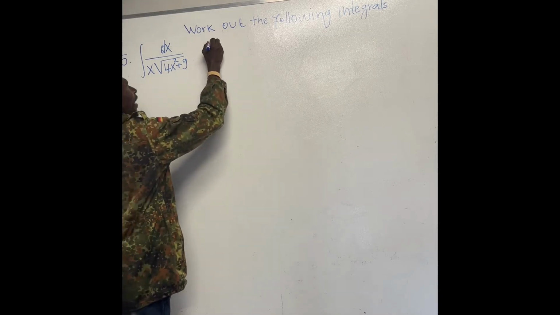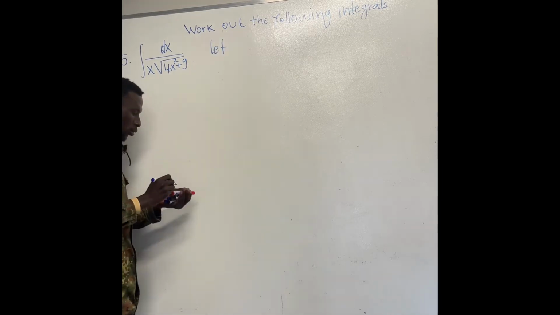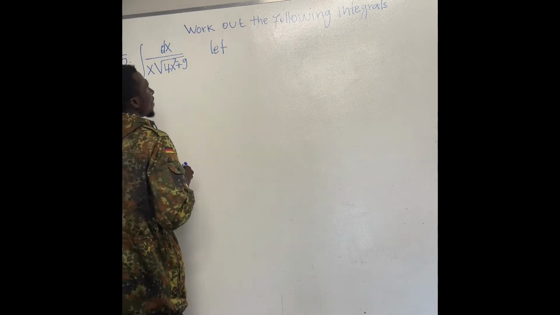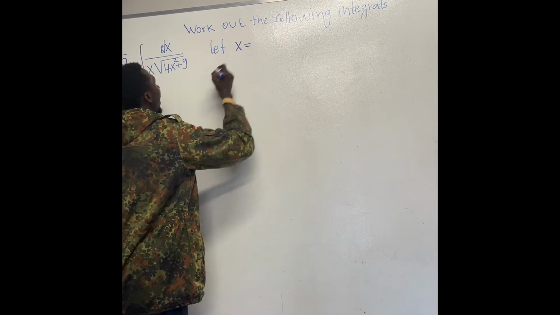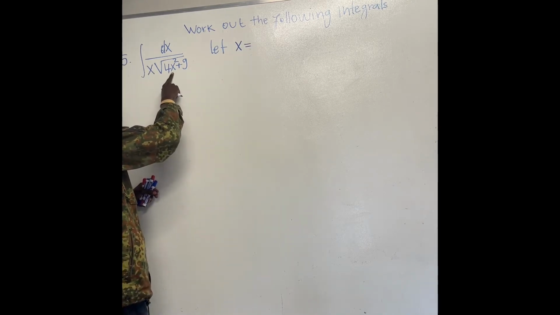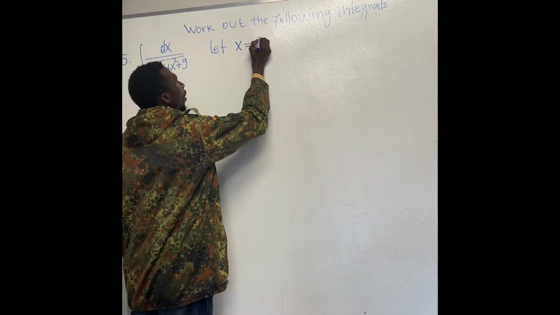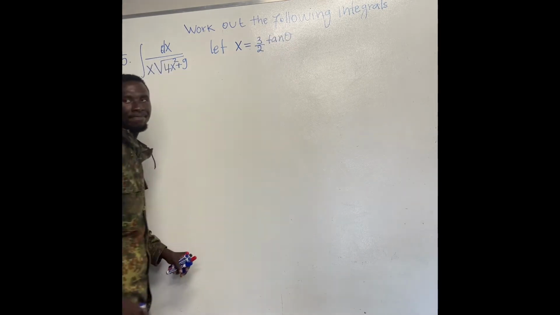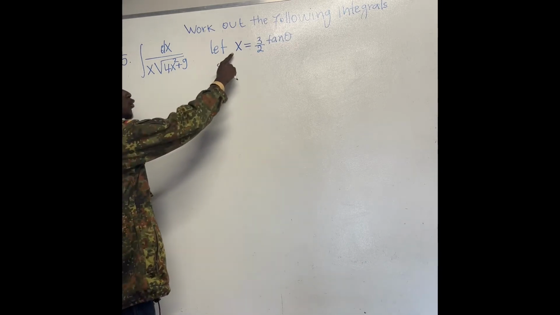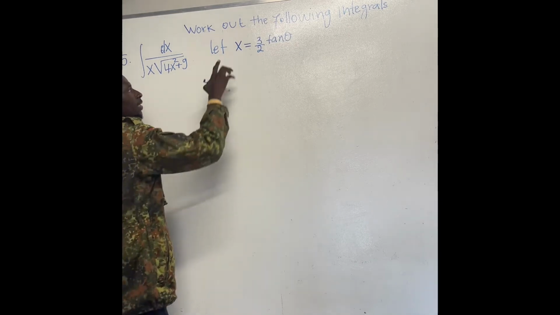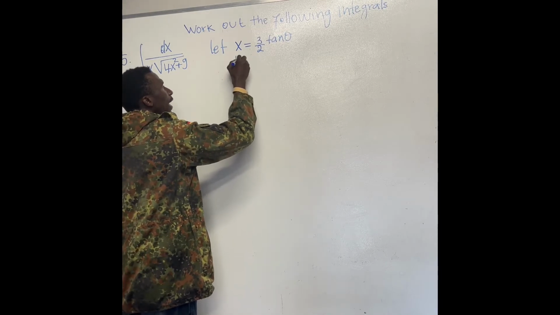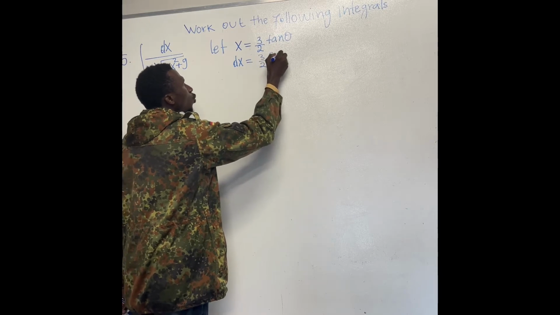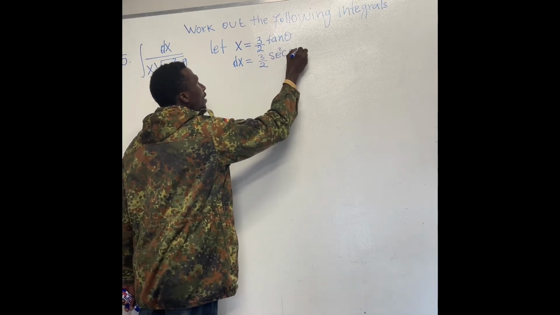So we're going to say, let me use another marker. Let x be what? Since here it's 4, we have to simplify. So it's going to be 3 over 2 tan theta. You see? And then let's take the derivative of both sides. The derivative of x is just dx, and the derivative of that one is 3 over 2 sec squared theta d theta.